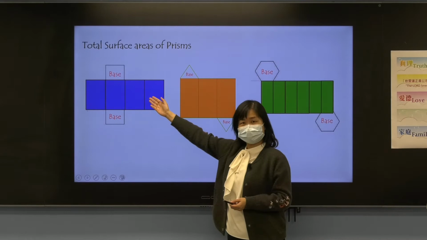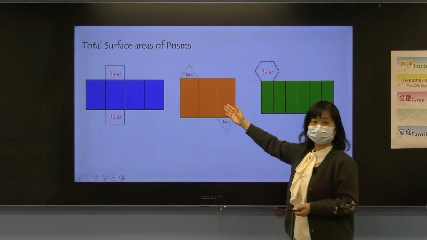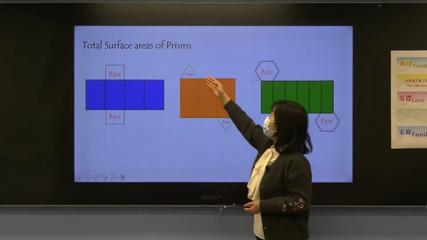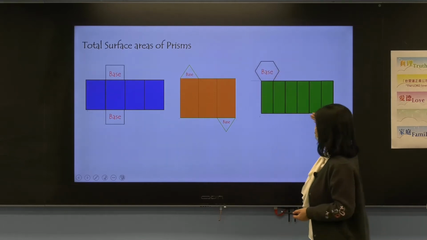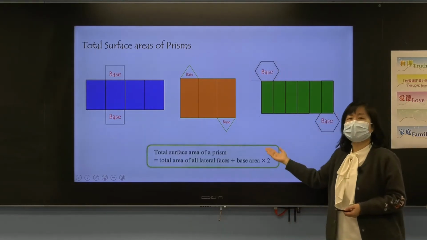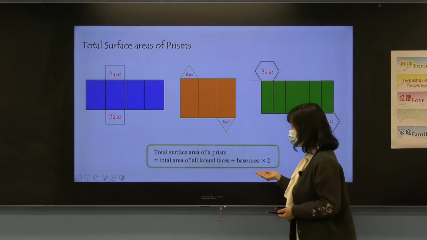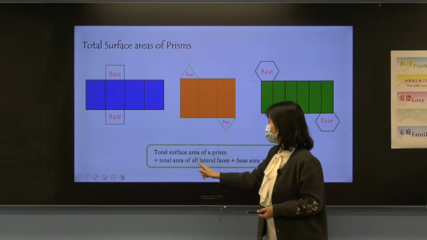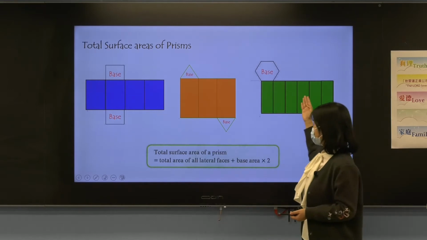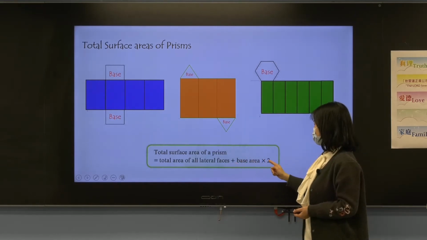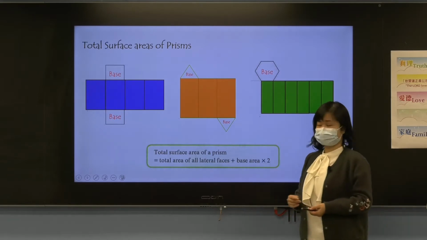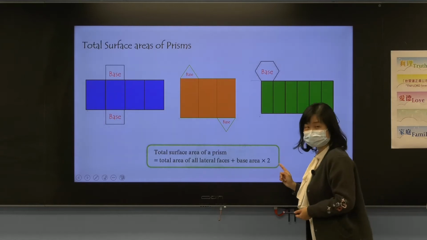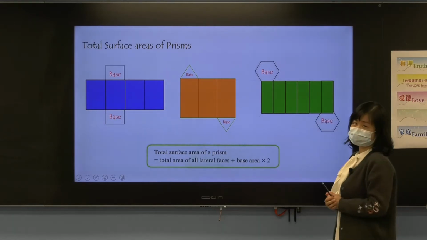You see, no matter it is a rectangular box, triangular prism, or hexagonal prism, it consists of lateral faces and upper base, lower base. So we make a definition, or we have the conclusion like total surface area of a prism is equal to total surface area of all the lateral faces plus base area times 2. Upper base, lower base. So we multiplied it by 2 here. So student, pay attention to this green box. It helps us a lot in finding the total surface area.